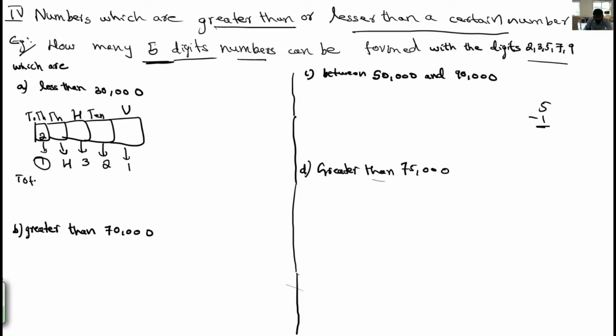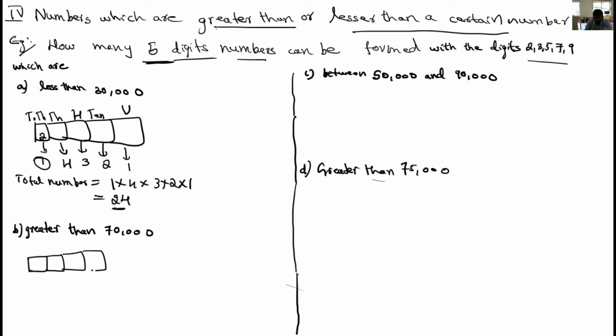So total numbers is equal to 1 into 4 into 3 into 2 into 1. So 4 3s are 12, 12 2s are 24. So 24 numbers are there which are less than 30,000. See the second case, greater than 70,000. It's similar to the previous problem, right? So consider the 5 vacant places, 1, 2, 3, 4, 5.